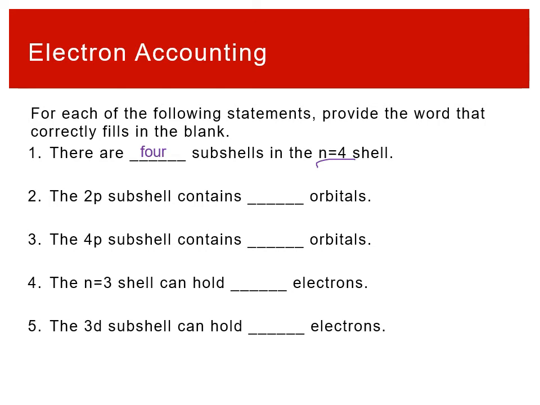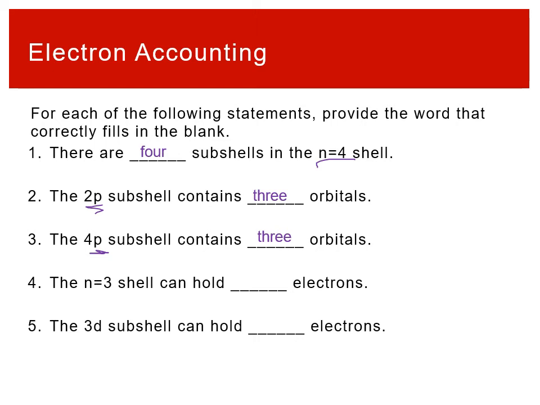The 2p subshell contains blank orbitals. This is going to be based on it being p. It doesn't matter that it's 2p. As long as you have a p-type subshell, that's going to be 3 orbitals. If we look at the next one, the 4p subshell contains blank orbitals. Again, it's 4p. That's going to be 3 orbitals. It doesn't matter what subshell it is. As long as it's p-type, it's going to contain exactly 3 orbitals.